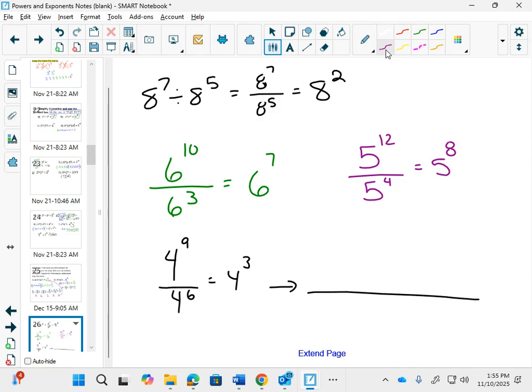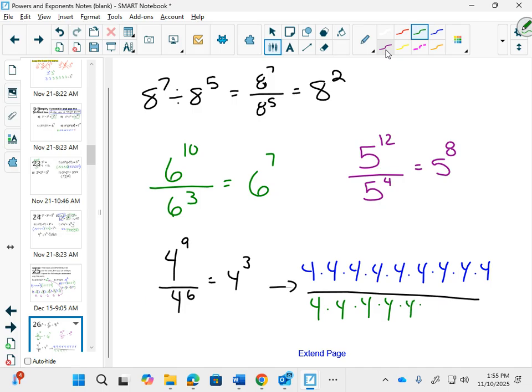4 to the 9 is 4 times 4 times 4 times 4 times 4 times 4 times 4, 4 times 4. And 4 to the 6, I'll do in green, is 4 times 4 times 4 times 4 times 4 times 4. My 4s start to look like y's, don't they? It's a little scary. Okay.